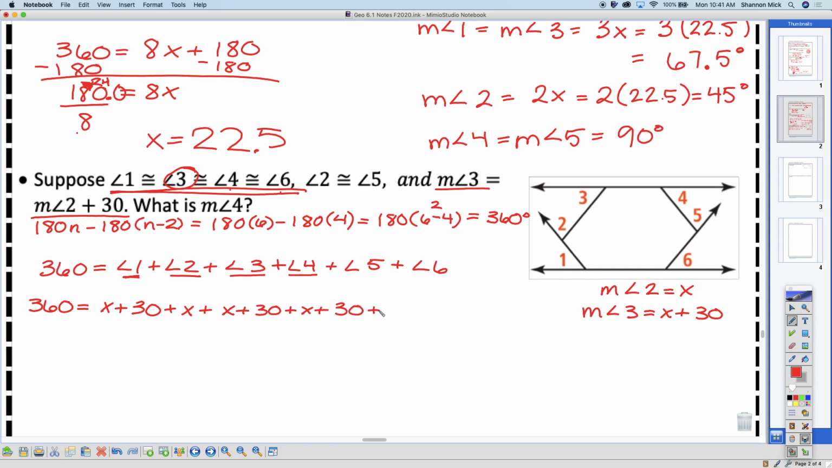What's the measure of 5? 5 is congruent to 2, yes? It's x.